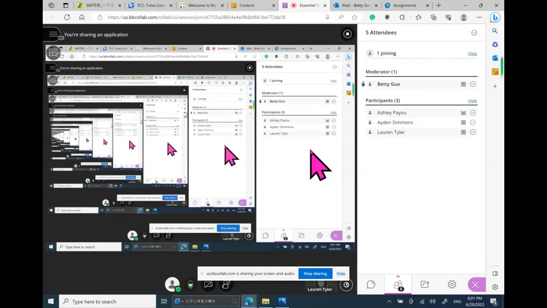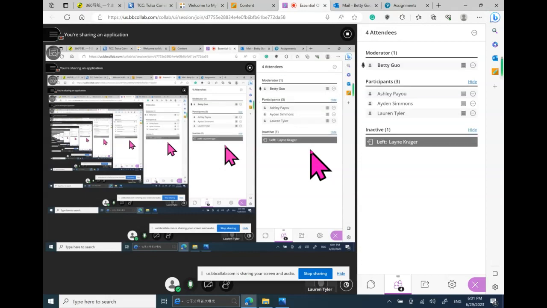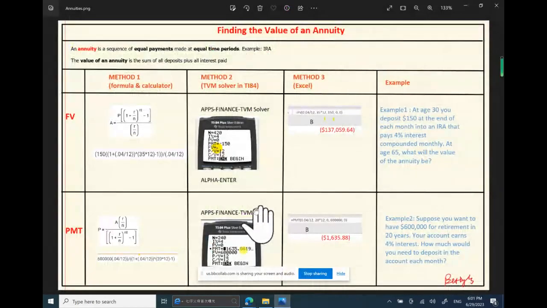So today we are going to practice problems in section 8.5, annuities. Okay, let's see the definition of annuity. This is my table note for annuity. The definition is right here.